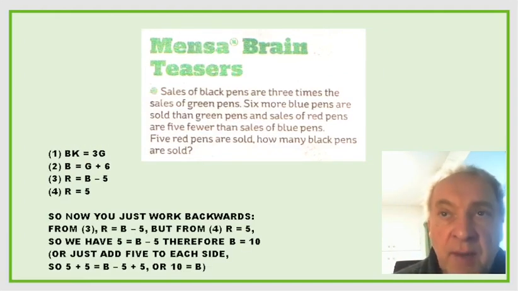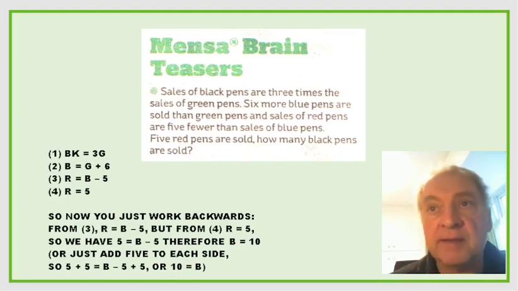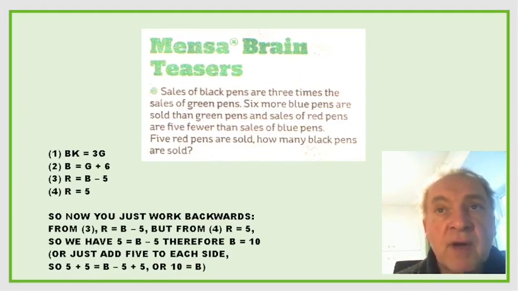Now you just work backwards. You work backwards and you ignore the last sentence, how many black pens are sold. You keep that in the back of your mind. Obviously, that's the punchline. So from 3, I've numbered these little equations, red equals blue minus 5. But from 4, red equals 5. So we have 5 equals blue, which is B, we don't know what it is yet, minus 5. Therefore, B equals 10.